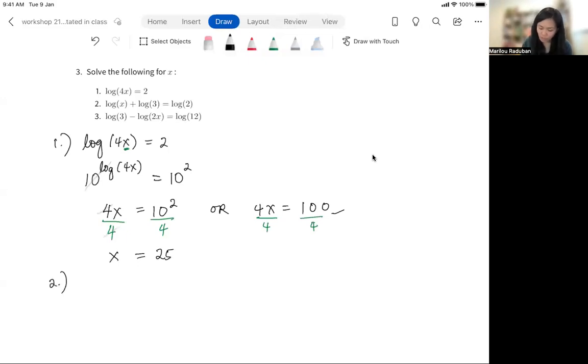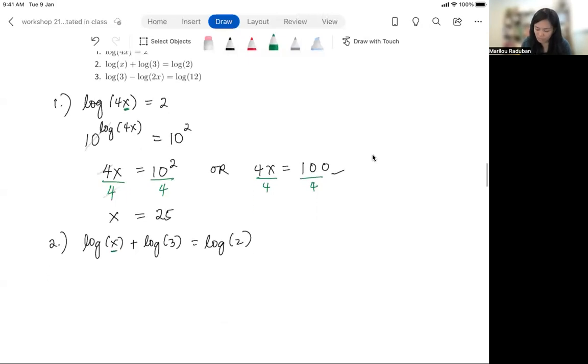Okay, so for the second question, you have log x plus log 3 is equal to log 2. We want to isolate x. X is inside the log function. We've already seen from example 1 that to isolate x that's inside the log, we have to do the base 10 in order to get rid of the log, because base 10 is the inverse of log.